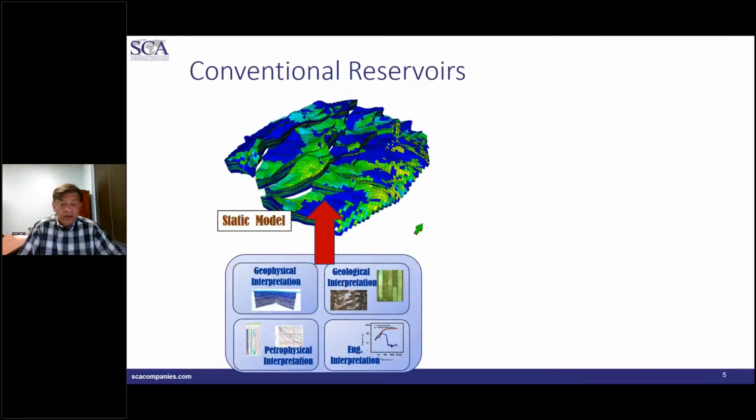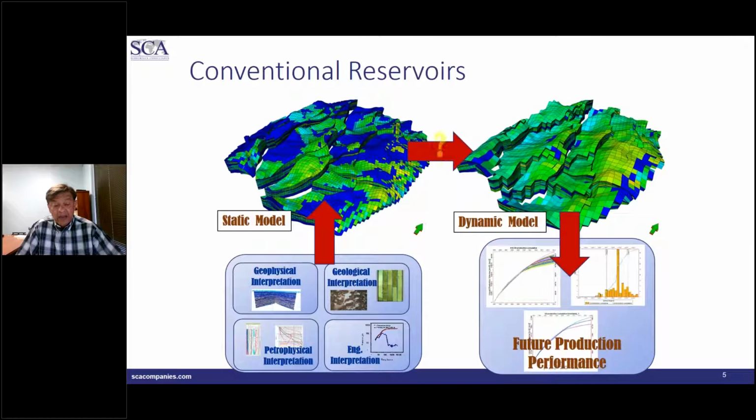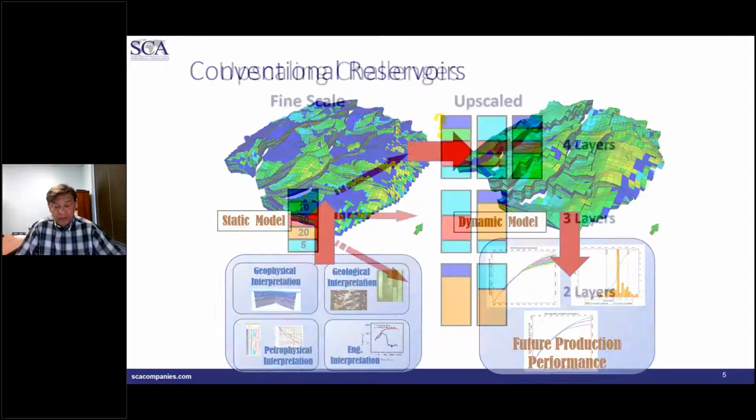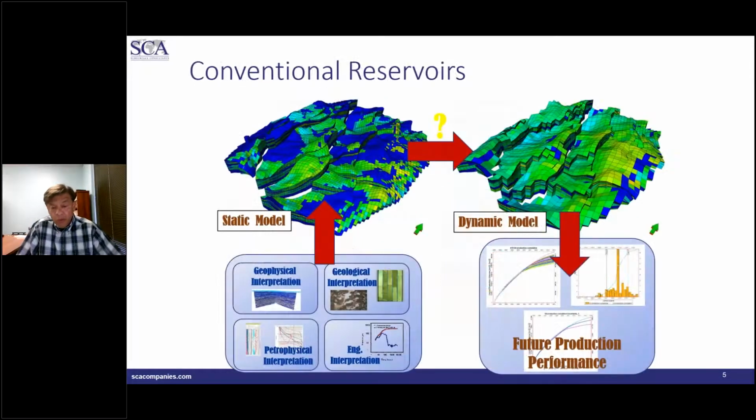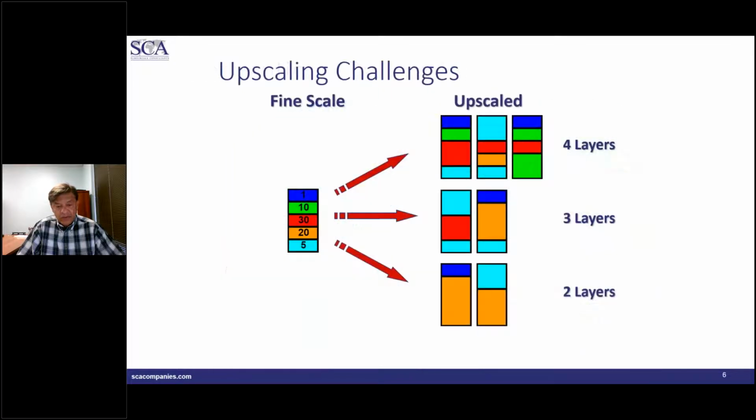And if you look at conventional reservoirs, you can see that we typically build the static model, and you want to go from static model to dynamic model, which obviously is coarser, and we need the appropriate way you can upscale. I don't know why the slides are moving forward without me doing it, but you have to upscale those models so that we can create the dynamic model and make sure that we have captured the uncertainty in the future performance.